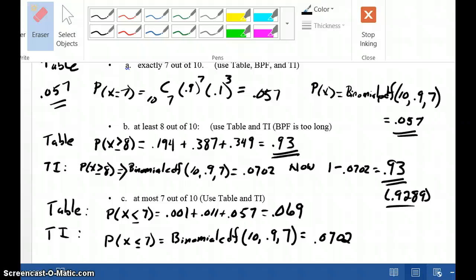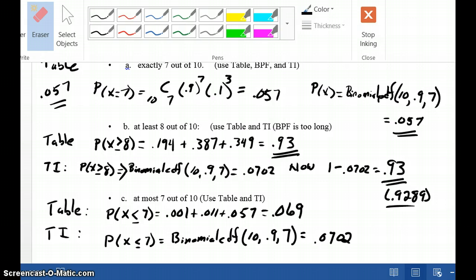Now let's look at B. The probability of making at least 8 out of 10. I'm going to use the table and the TI. Doing this for the binomial probability formula is just too long because I'd have to do each one of those separately and then add up all of the results. So using the table, I'm going to use the probability that x is greater than or equal to 8. That means at least 8. And I would find that I have 0.194, 0.387, and 0.349. Please look at this in your table in your Appendix A for binomial distributions. Make sure you can find each of those probabilities. And when you sum them up, you get 0.93.